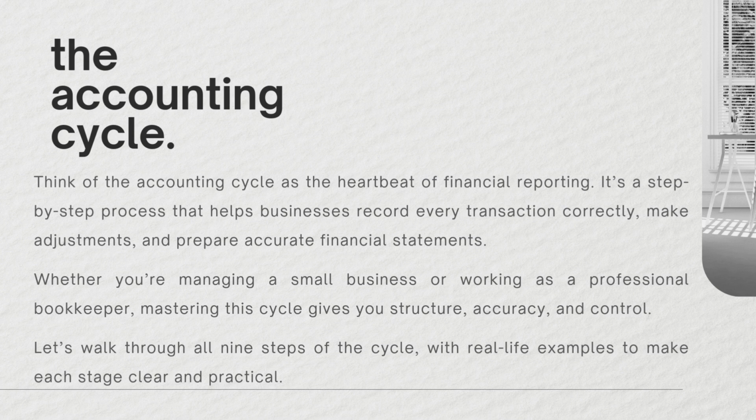Think of the accounting cycle as the heartbeat of financial reporting. It's a step-by-step process that helps businesses record every transaction correctly, make adjustments, and prepare accurate financial statements. Whether you're managing a small business or working as a professional bookkeeper, mastering this cycle gives you structure, accuracy, and control. Let's walk through all 9 steps of the cycle with real-life examples to make each stage clear and practical.